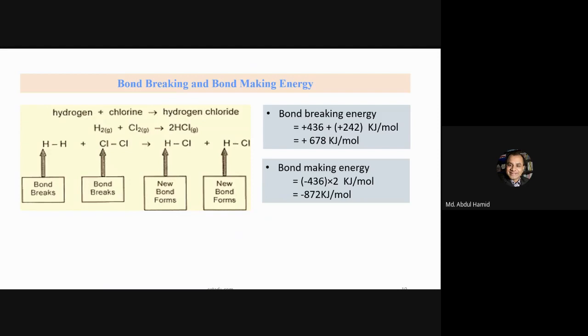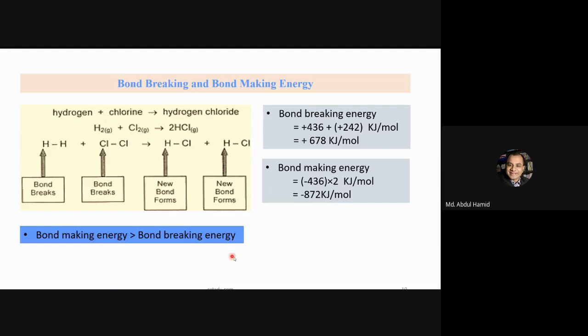You see here negative, right? That is bond making multiplied by 2 because there are 2 bonds, so the total bond making energy is negative 872. So which one is bigger, bond making or bond breaking? 678 and 872. Here bond making energy is greater, that is exothermic. You have to remember, when bond making energy is greater, that is exothermic.